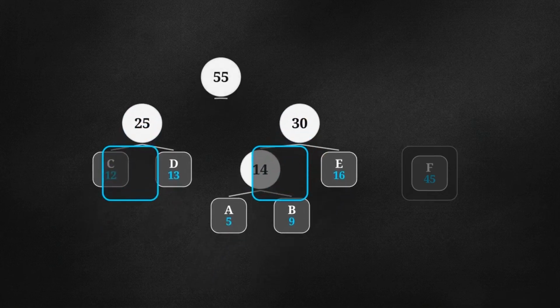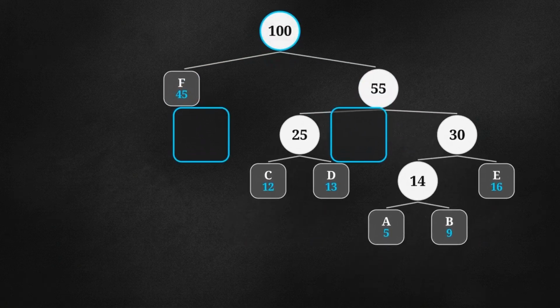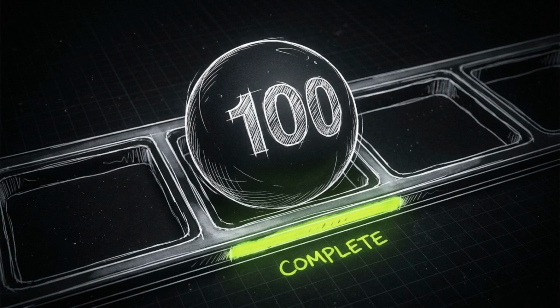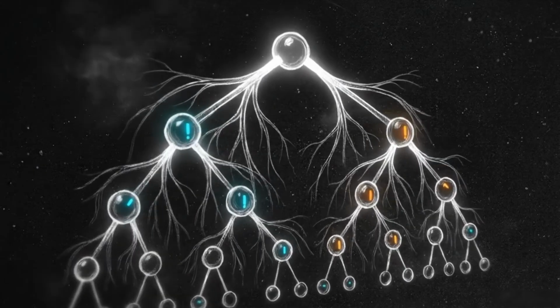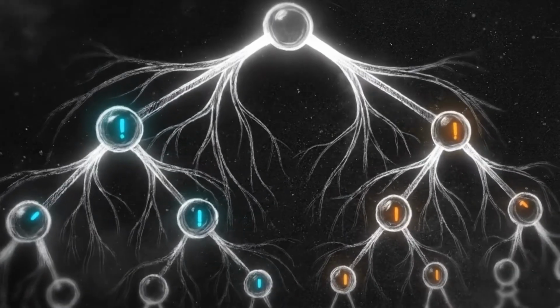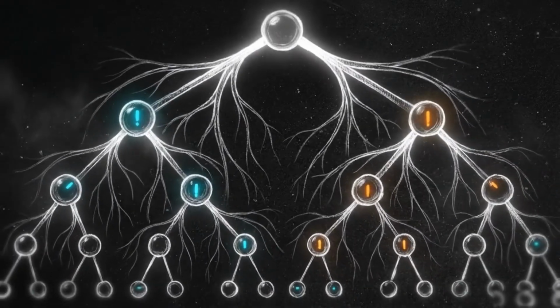Next, it fuses the large internal branches, 25 and 30, into a parent holding 55. Finally, F45 combines with 55 to form the ultimate root node of 100. The algorithm hits its termination condition here. The execution loop halts the moment there is only one node left sitting inside the min-heap. That node becomes the root of the tree. The resulting binary tree mirrors the probability distribution of the data. The heaviest characters are near the top, while the lightest weights settle at the bottom.